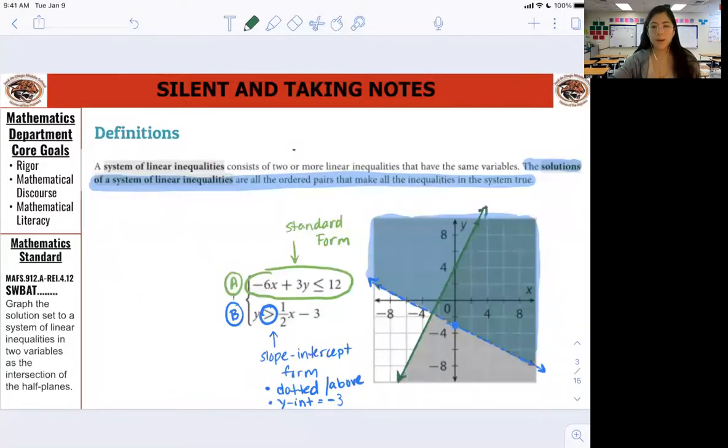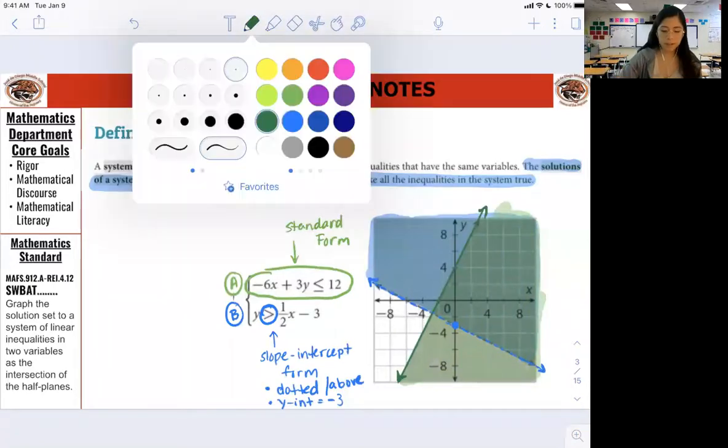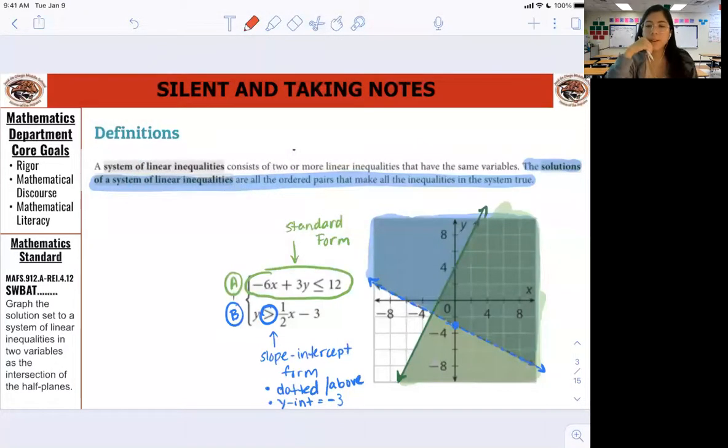Should I be shading above the green line or below the green line? Below. Below the green line. That's good. So let's take a look at what happens when I do that. I'm shading everything that's below this green line. So I'm shading all of this whole area. Okay, so I have some blue shading and then I have some green shading. And what is happening in one part of this whole graph?